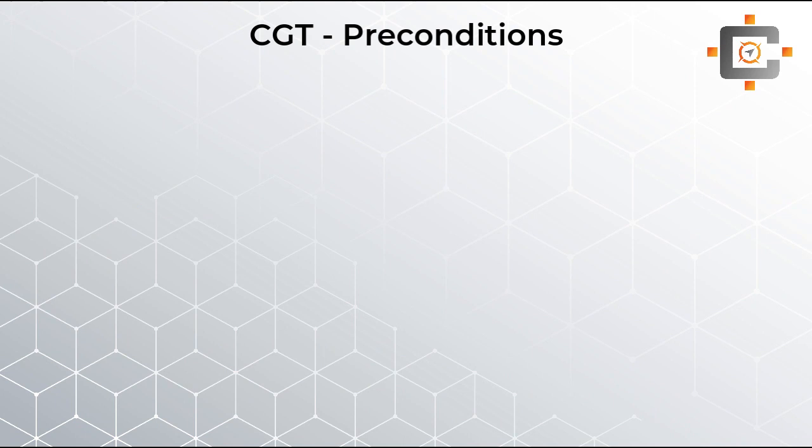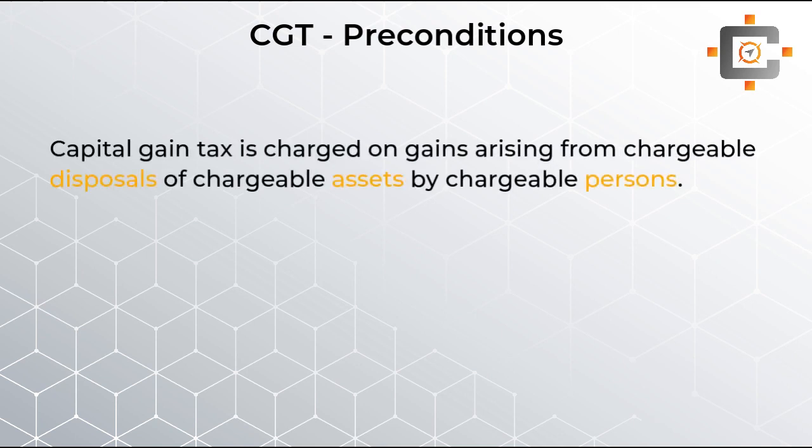Let's start with the new chapter, which is capital gains tax. Students, here we will see the basics of CGT only, and how to calculate the CGT liability. CGT will be charged on the capital gains arising from the chargeable disposal of chargeable assets by the chargeable person. Students, the definition looks complex, but it's very simple: to levy CGT, the person, assets and the disposal, all three things must fulfill the definition of chargeability.